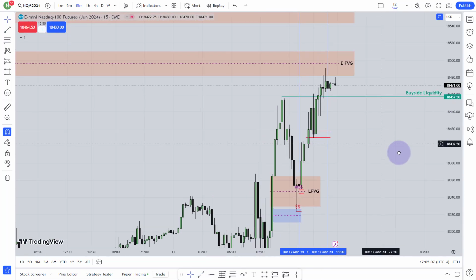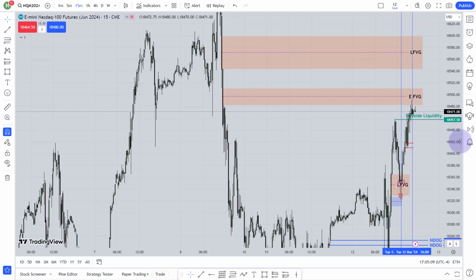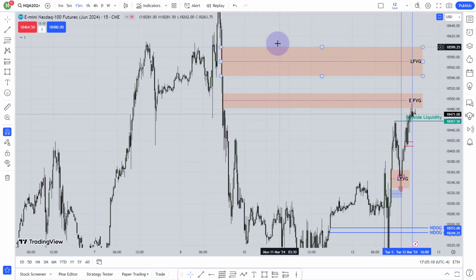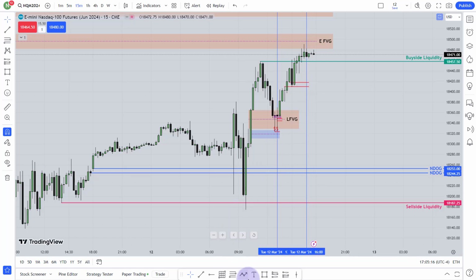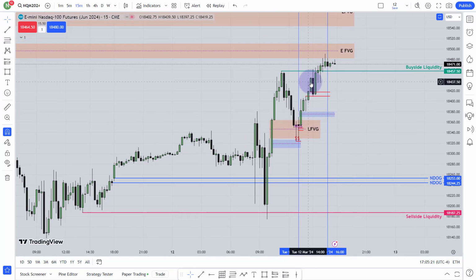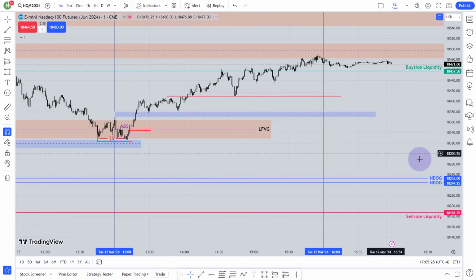What is the entry fair value gap? Something like this. Here, this is the entry fair value gap. This is the last fair value gap, right? Over here, this is the entry fair value gap, and you have the last fair value gap over here from the 15 minute chart. This is the last fair value gap. So price comes here to the entry fair value gap. I will go to the 1 minute chart again.